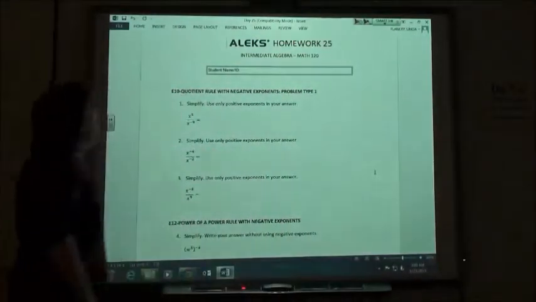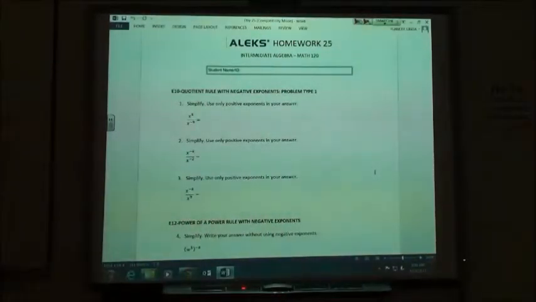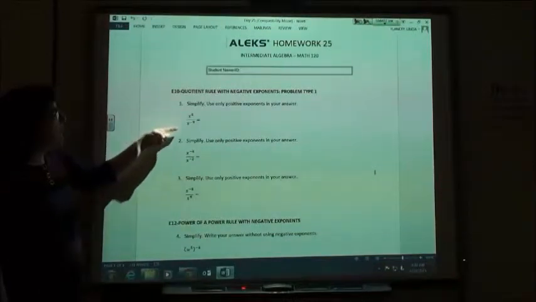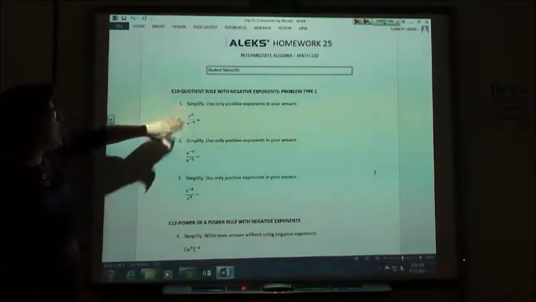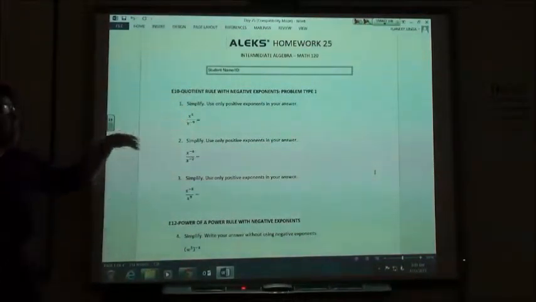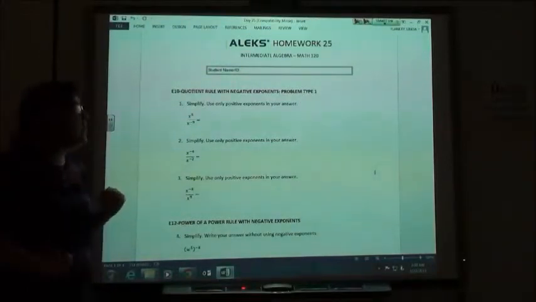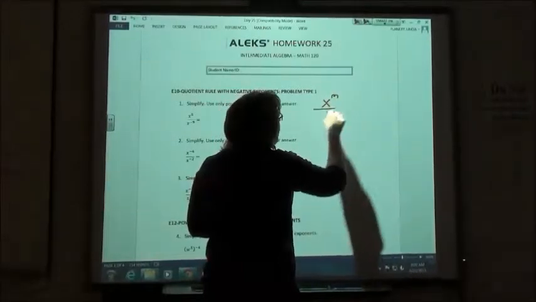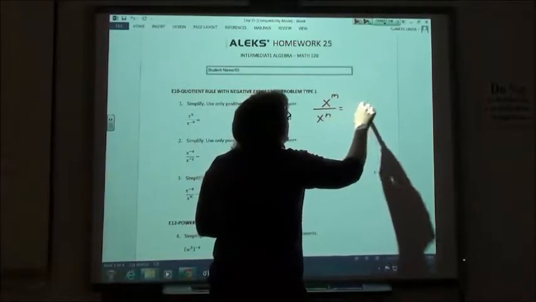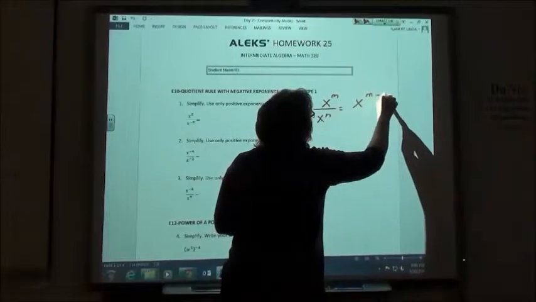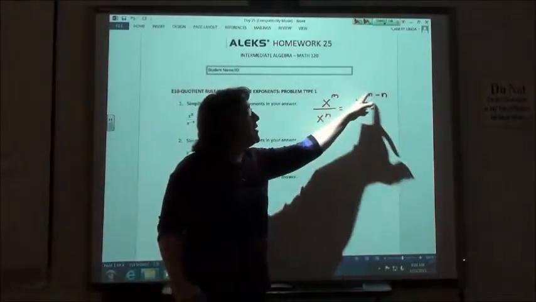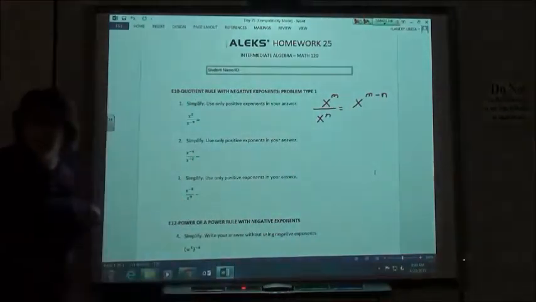So homework day 25 in chapter 4 continues on with some of those basic rules for working with variables. The first one has to do with dividing, and we did some dividing when we didn't have any negative numbers in there before. Now they're going to throw the negative numbers in there too. So the rule said if I had x to the m divided by x to the n, that I do x to the m minus n. In other words, when I'm dividing with the same base, I'm going to subtract my exponents.